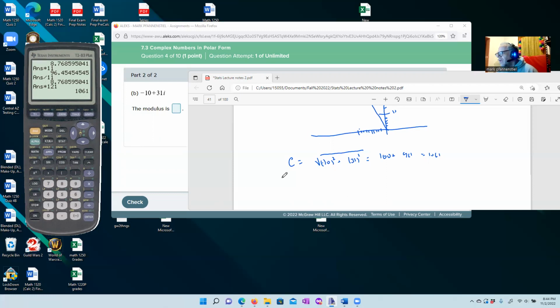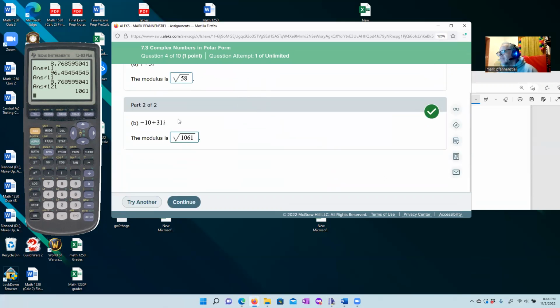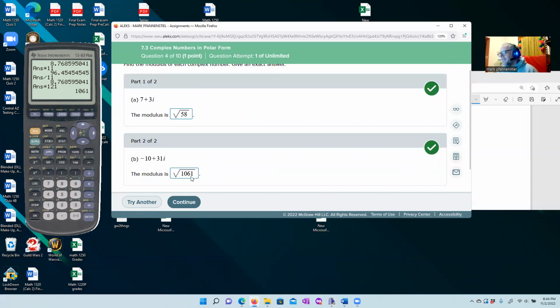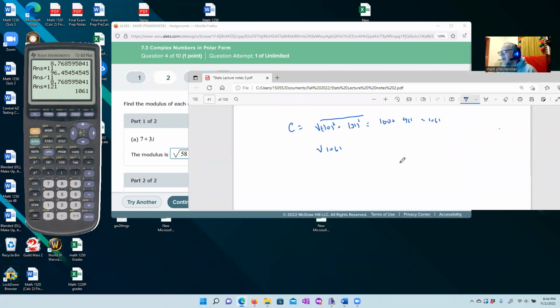So 1061. I didn't see that it was divisible by any perfect square, so I think we're just stuck with 1061. We'll go ahead and see if the computer yells at us or not. It didn't flag it saying we should reduce this. They just gave us the green flag and said go on with your life. So that's number 4.